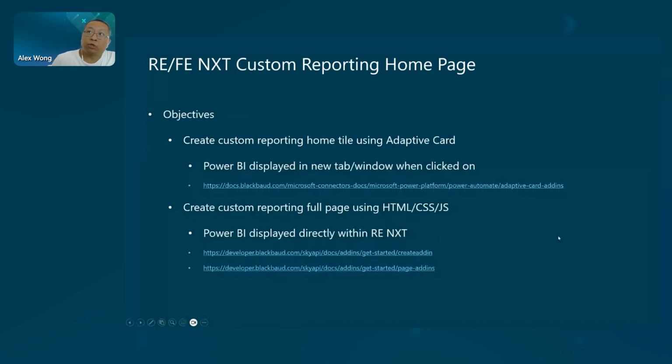So our objective today is to create some kind of custom reporting homepage, a tile, a homepage, however you want to call it, that is integrated directly into RE NXT or FE NXT. We're going to explore two options. One is a much more low-code method, which is through adaptive card. The other method, which hopefully we'll touch on a good amount, is a slightly higher code method, which is using a full page through HTML, CSS, and JavaScript.